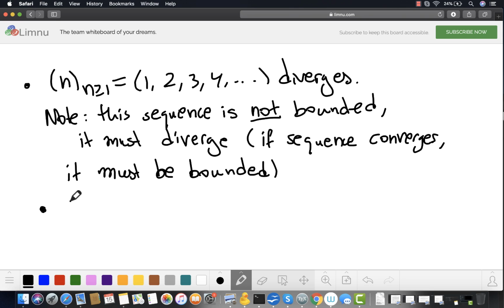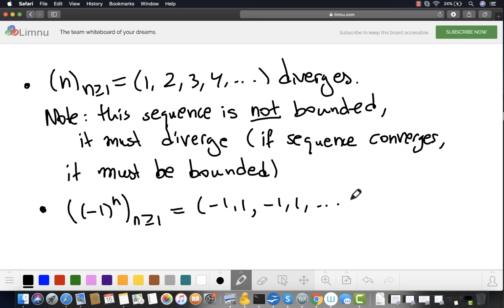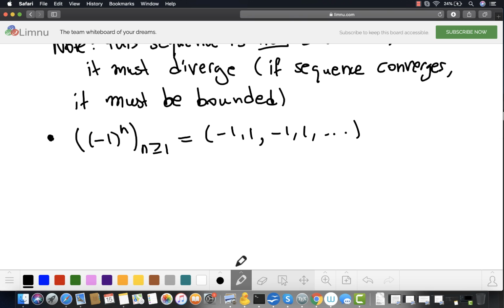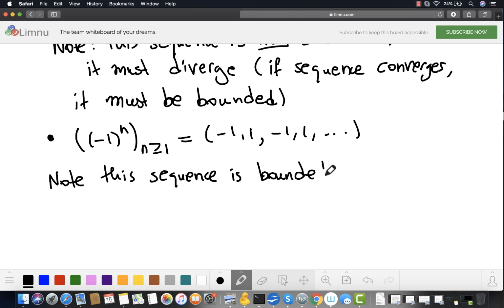Very important. So for example, consider the sequence with (-1) to the power of n as the nth term. The first term, when n is 1, gives you -1. The next term, when n is 2, gives me +1. Then I get -1, +1, and so on. This is an example of a sequence that diverges, but it's definitely bounded.